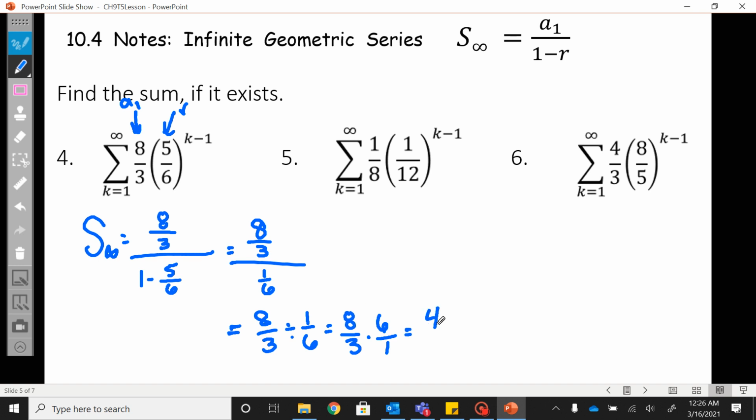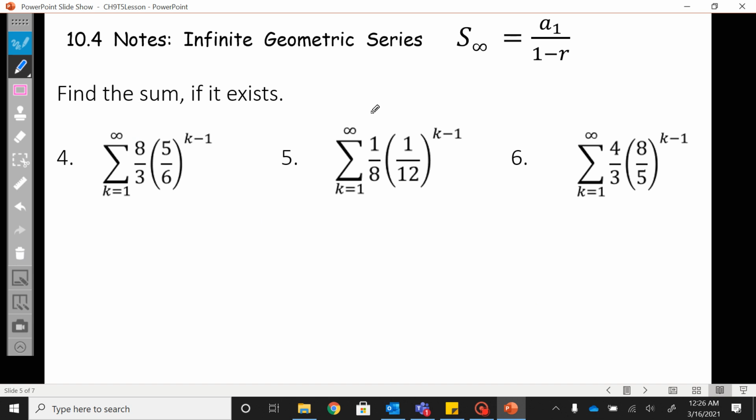So that's 48 over 3, which is 16. So this first series sums to 16. Okay, so this is equal to 16. The sum of that infinite series is 16.